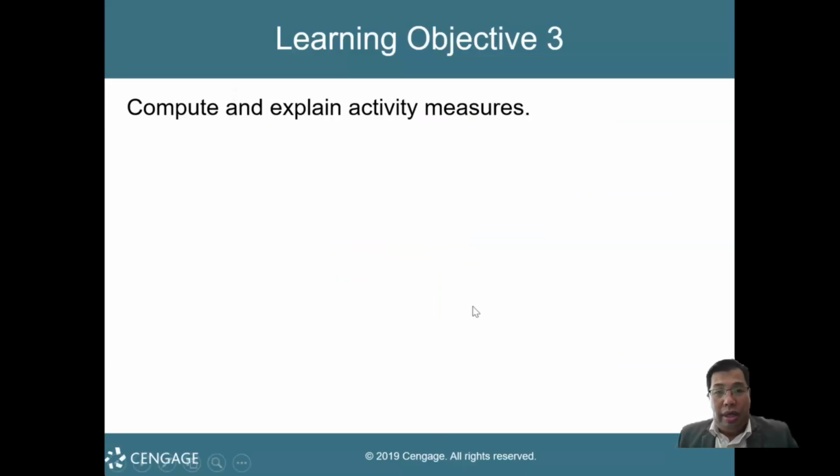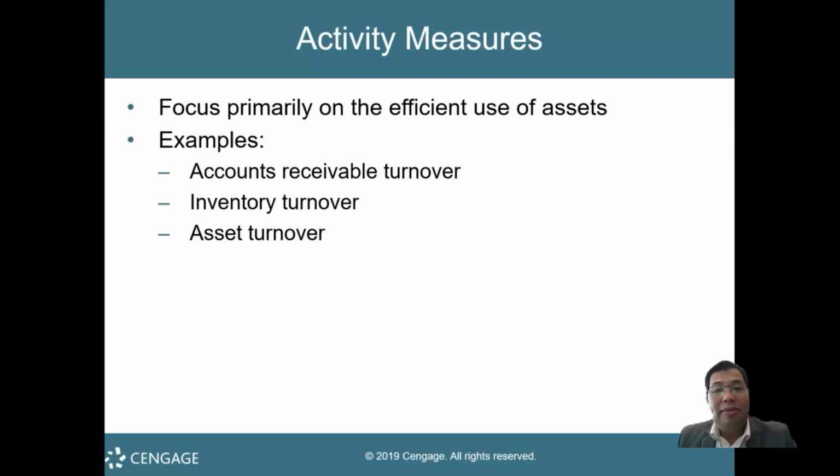The next ratio we're looking at is the activity measures, also known as efficiency ratios. There are several ratios available. Number one is account receivable turnover. Turnover refers to the sales, basically. Then inventory turnover and asset turnover. These are the three ratios commonly used in analyzing how efficiently you use the assets to generate the sales.